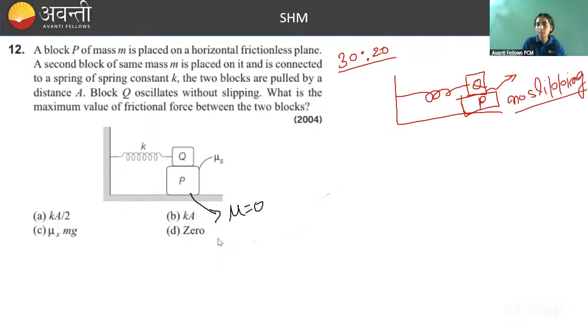No slipping means no relative velocity, no relative acceleration, no relative displacement. That is the no slipping case. What does it mean? Let's talk about any random position where the displacement of this two mass system is x.